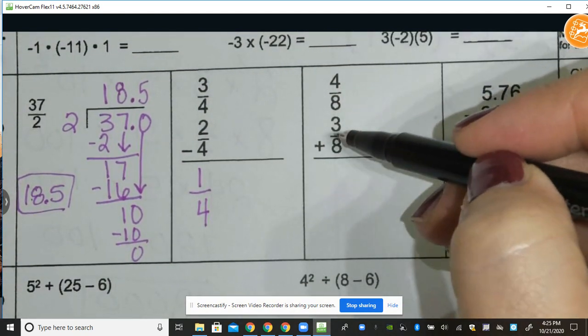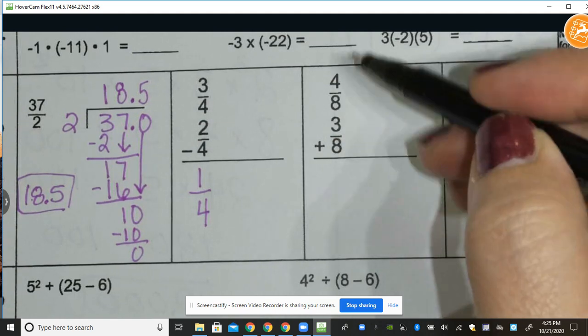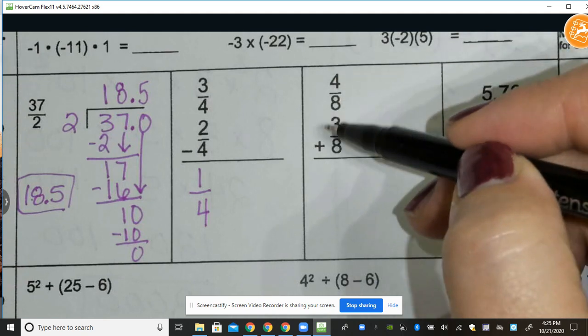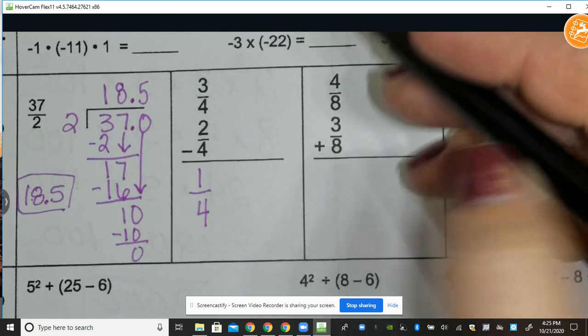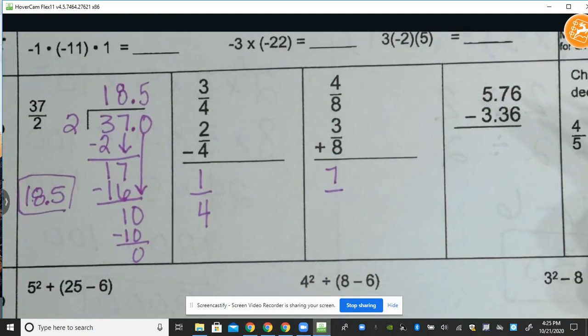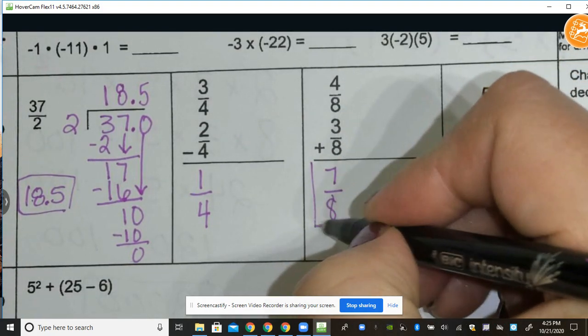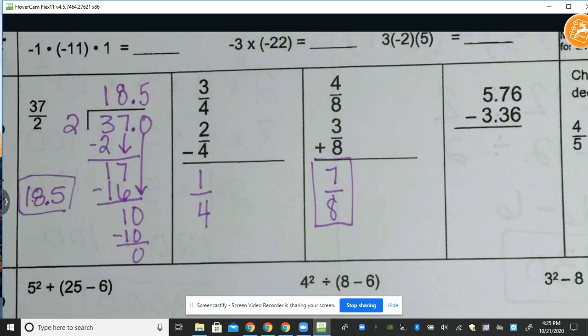Here we have 4/8 plus 3/8. They both have the same denominator, so I'm looking at the numerator. Well, 4 plus 3 gives me 7. The numerator changes, the denominator stays the same, which would be 8, so it would be 7/8.